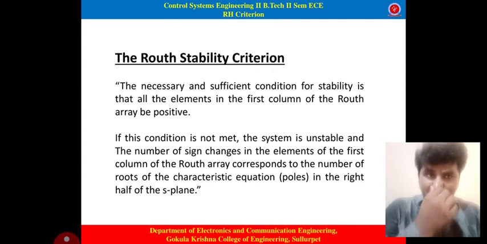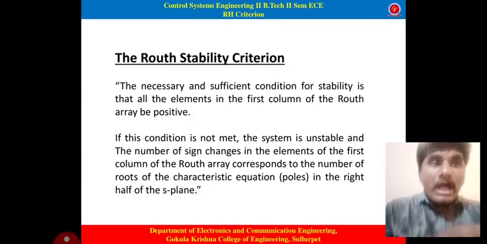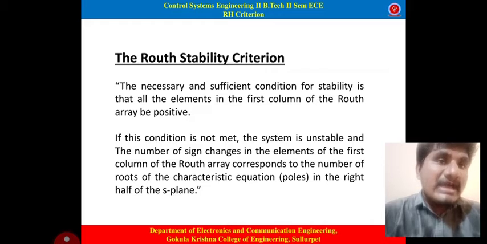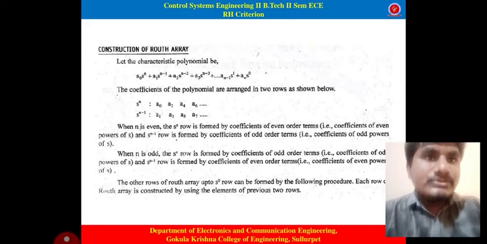Okay, so this is very clear. After filling the Routh table, the terms in the first column should be positive. If there are any negative terms, then the sign has changed, so we can calculate the number of sign changes. That many poles will be in the right half of the S plane. So the Routh-Hurwitz criterion is not only defining the stability but also defining the number of poles lying in the right side of the S plane. Understand?